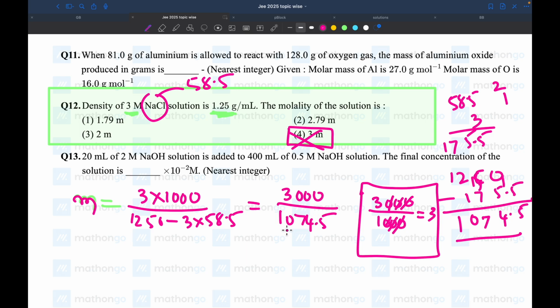And what do you think here? 3000 is divided by 1074. So is it very high or is it very less? So the answer could be, this is also not possible, 1.79 cannot be. So one of these is needed, correct? So which one do you think is the right one? So this is the answer. That's it, understood?